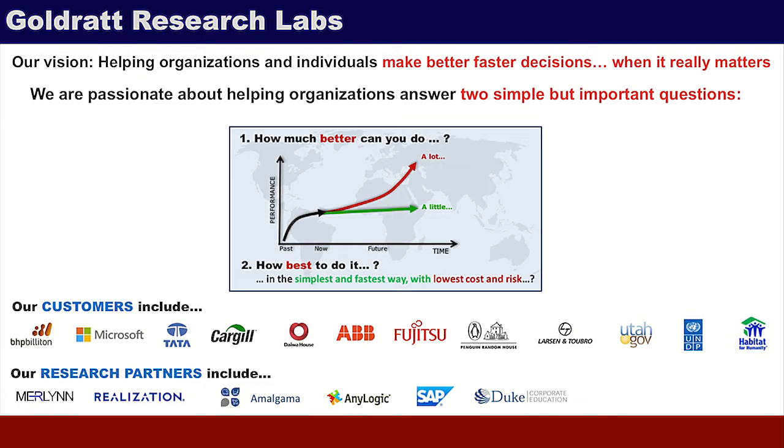We are extremely passionate about helping individuals and organizations make better, faster decisions when it really matters. Not all decisions are consequential. Specifically for organizations, it's about decisions related to how much better can you do? And what's the best way of doing it? What's the fastest, simplest, lowest cost, and lowest risk way of doing much better, achieving a step change in performance?